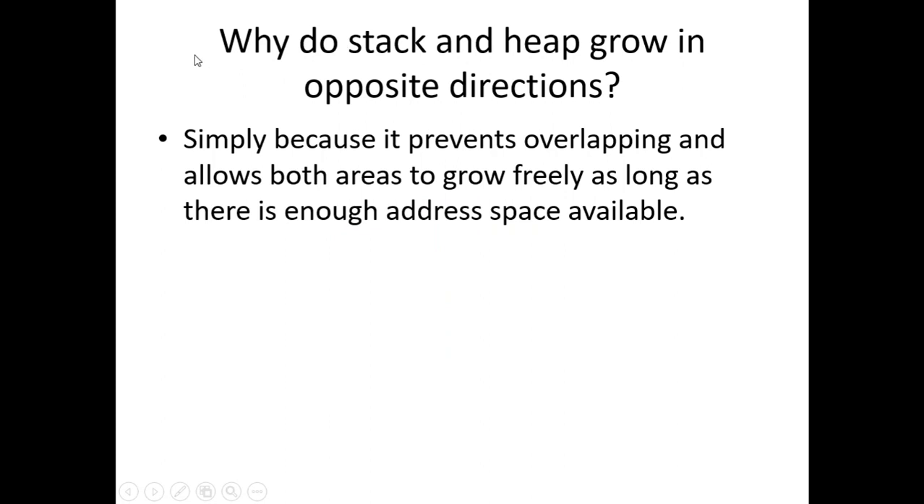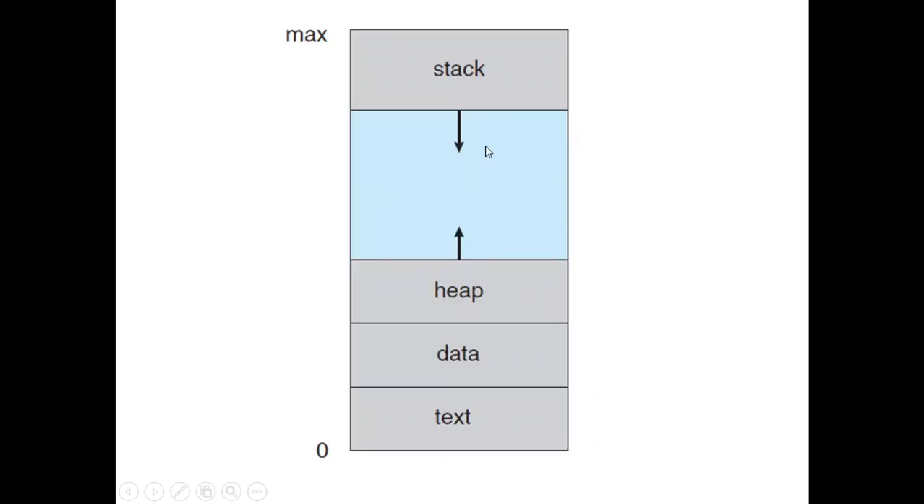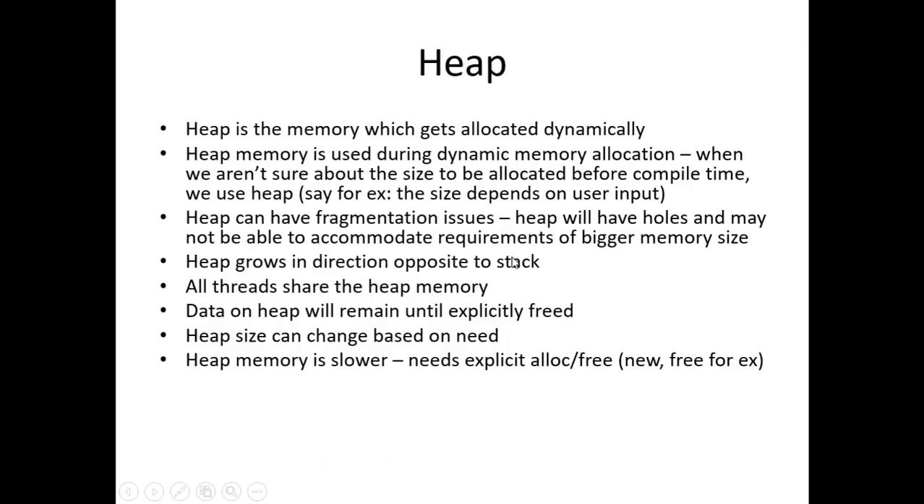And the reason why stack and heap grow in the opposite direction is simply because we have to prevent overlapping. That's the only reason why we have stack and heap growing in opposite directions. If stack and heap were growing in the same direction, then there would always be this overlapping issue. So in order to avoid this overlapping issue, we have stack and heap growing in opposite directions.